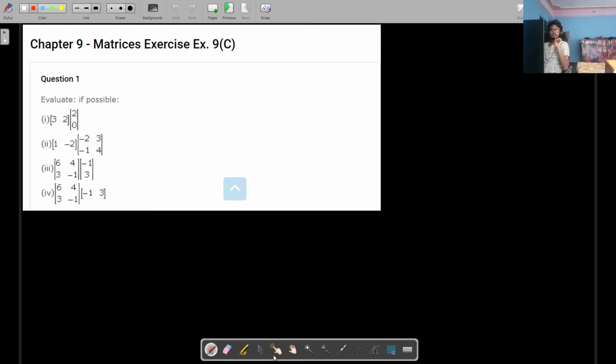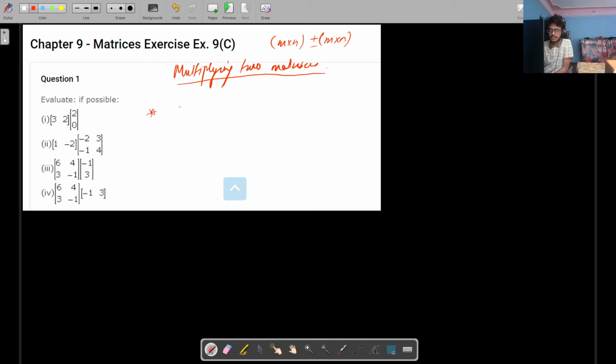Now comes the tough part of this chapter, which is multiplying two matrices. There is a criterion for this as well. We had a criterion for addition and subtraction, right? They should have the same order. A matrix of order M by N can be added or subtracted to another matrix which has the same order. Now for multiplication, that is different.